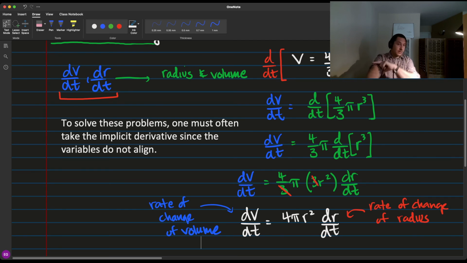Okay, so we'll go through and I'll show you how to do a full problem, but I want you to think about it conceptually first. If this is how quickly I'm pumping in the air, I want to know how quickly the radius will be changing. Or, sorry, I know how the volume is changing, and I want to know how the radius is changing. Or if I know how the radius is changing, I want to know how the volume is changing. Okay, that's what we mean by related rates. The process to actually do this involves finding an equation which relates those two variables, taking the implicit derivative, and then getting an equation like this.